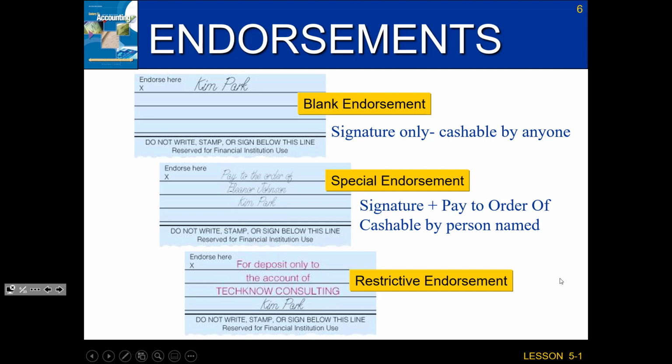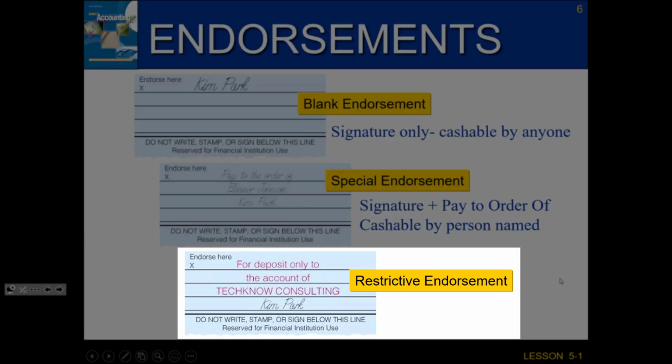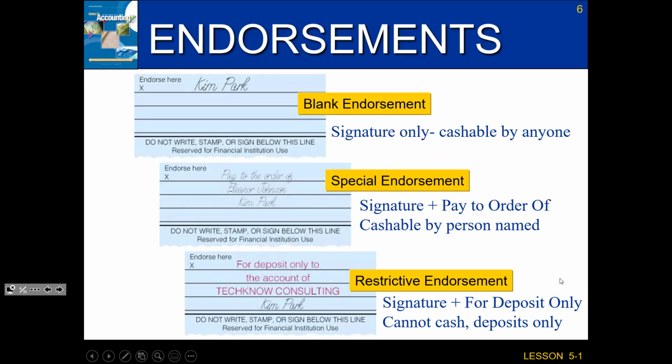The last type of endorsement is the type that I would always recommend using. It is called a restrictive endorsement. It includes the signature of the person who's receiving the check and the words "for deposit only." In this case, if I lost my check somewhere, nobody can cash that. The only thing that can happen to it is it can be deposited to my bank account. So I think this is the best type of endorsement. Just in case you lose it, you're really safe with the restrictive endorsement.